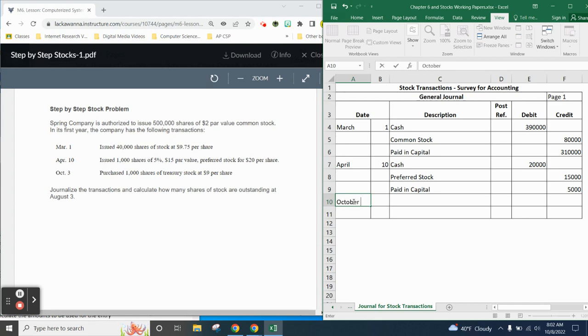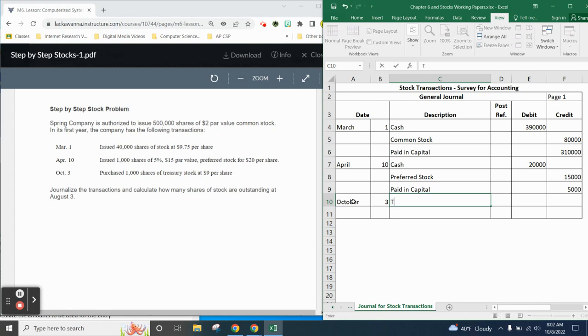Third transaction, October 3rd. We purchased 1,000 shares of treasury stock at $9 per share. So treasury stock is when we buy stock back. That occurs mostly with common stock. But we are purchasing stock back.